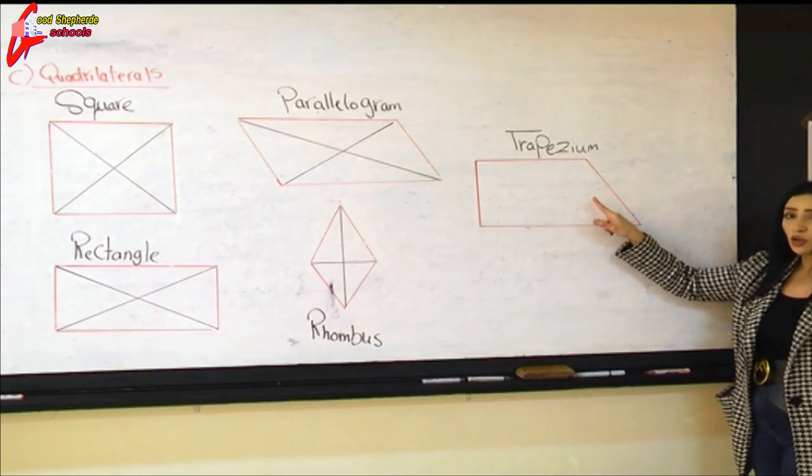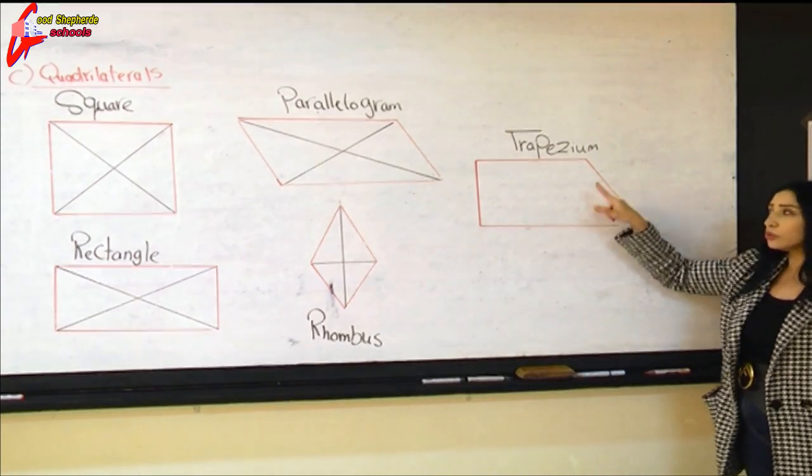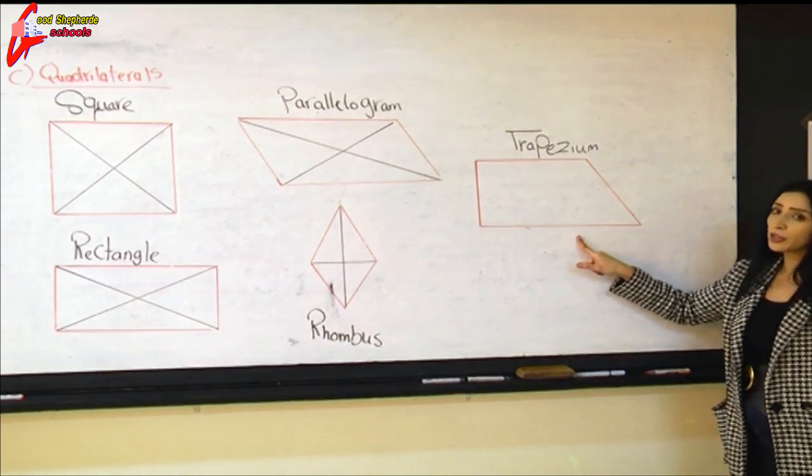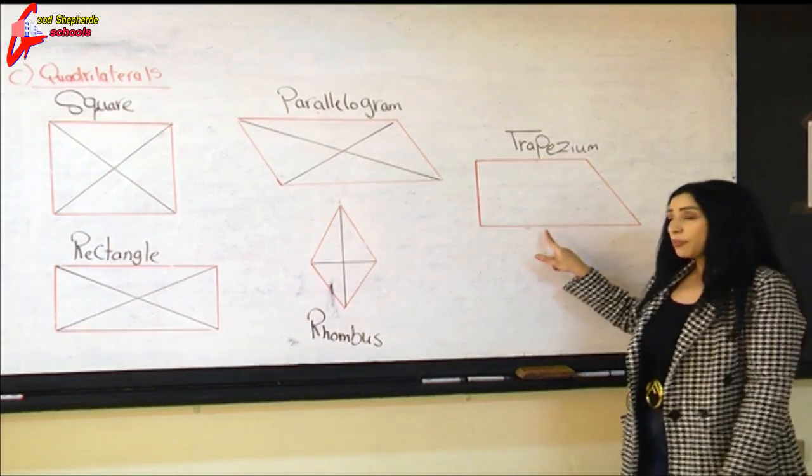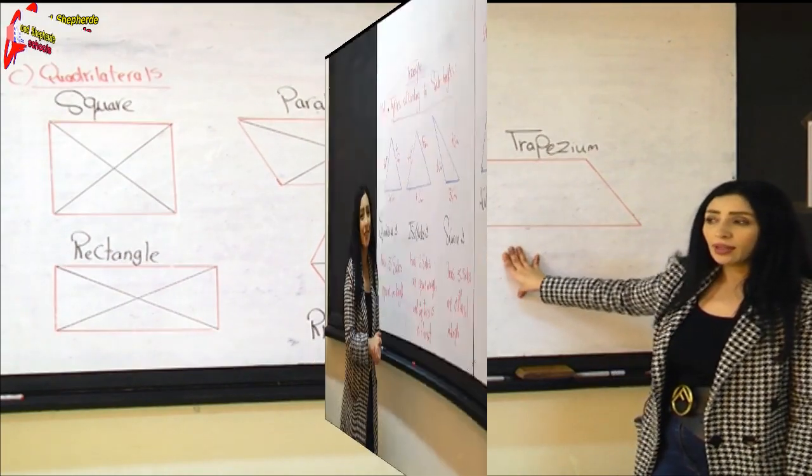The last shape, trapezium, has only 2 sides parallel but not equal in length.